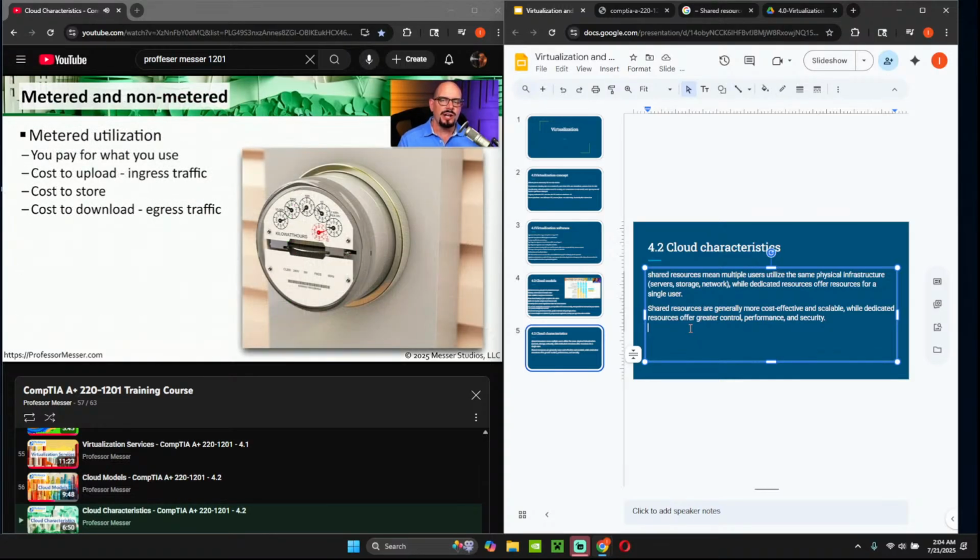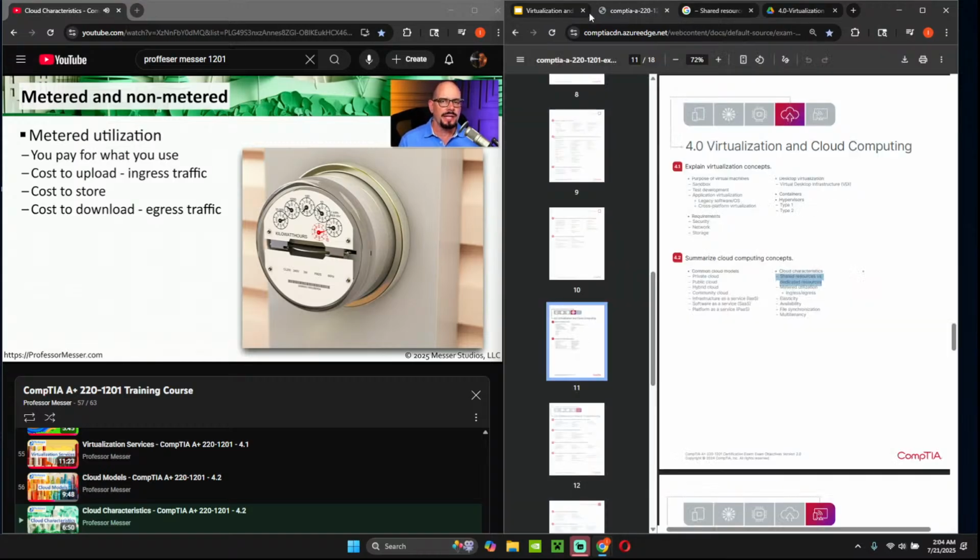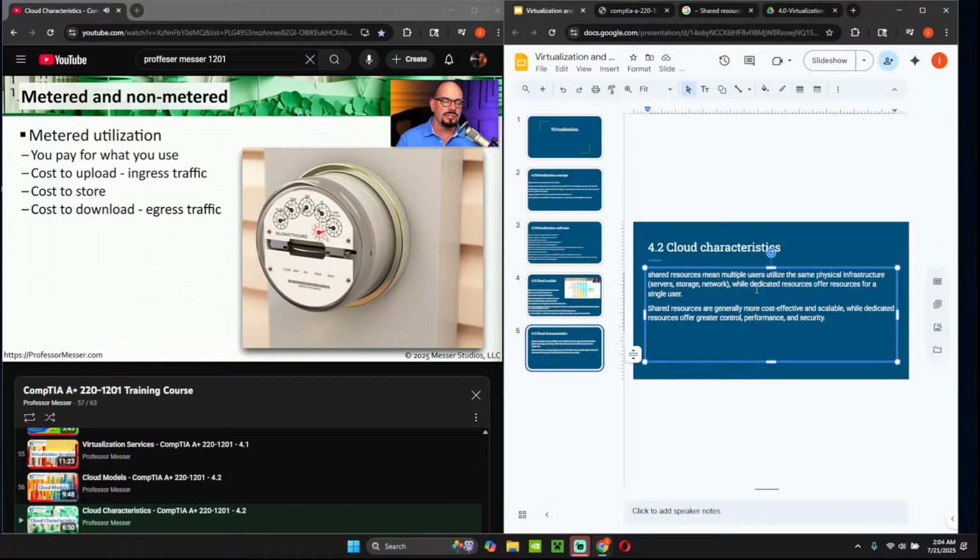For many organizations, costs are certainly an important consideration. And with cloud services, you could be billed differently depending on the cloud provider and the service that you're using. You may find that some of your cloud services are billed back to you using metered utilization. This means that you as the customer are paying for how much of these resources you are using.